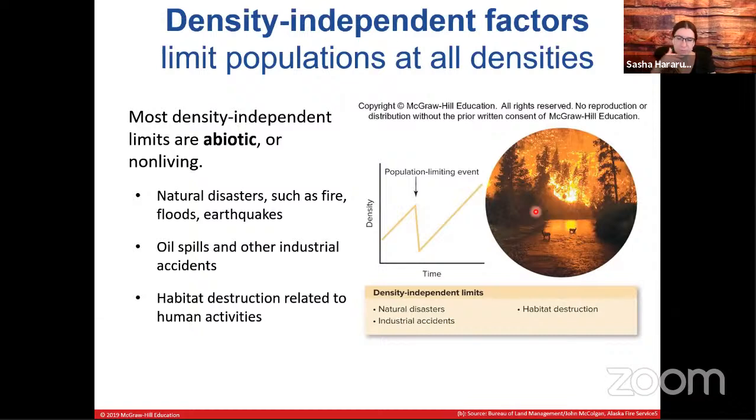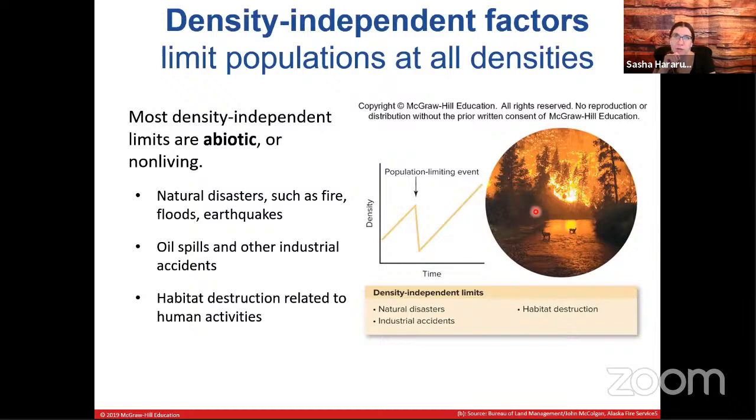Once it's ignited, it's going to burn everything. So other natural disasters that affect population size include floods and earthquakes. Some human-induced disturbances include oil spills and other industrial accidents, as well as habitat destruction related to human activities, like conversion of forests into agricultural land, into cropland, to grow food.